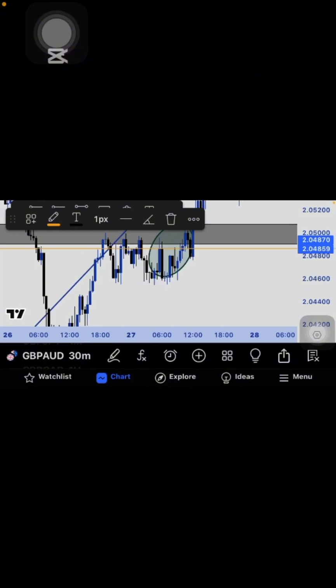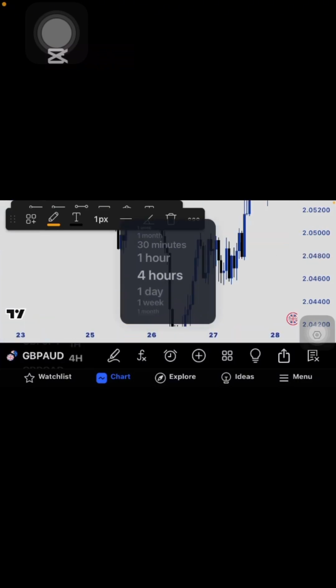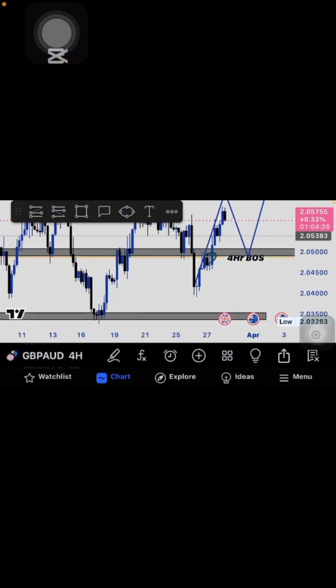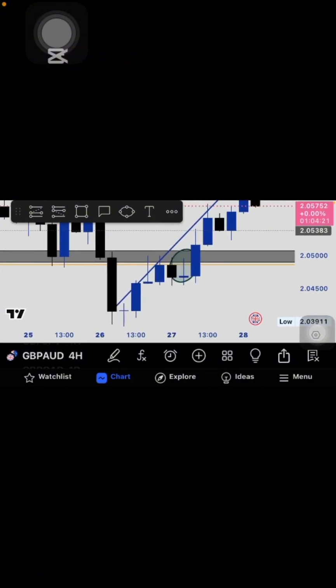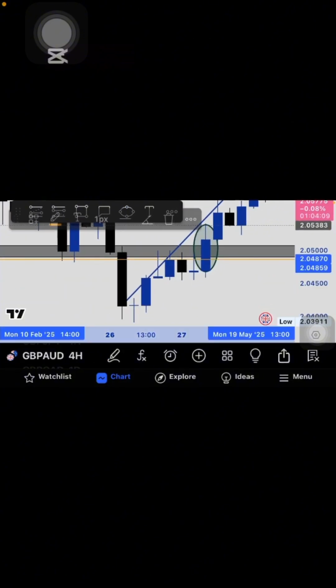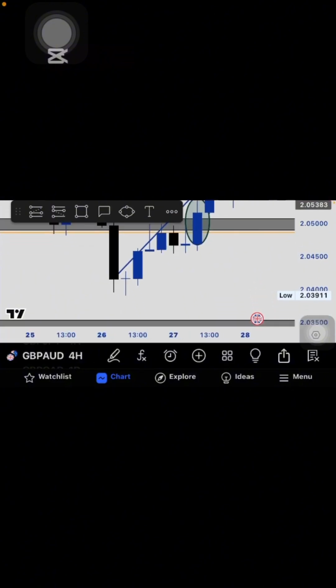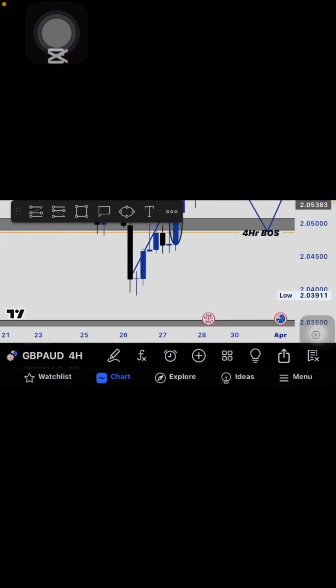I was waiting for prices to close below. So let me go on the 4-hour time frame. I was waiting for the price to close below that particular zone, and the price didn't close. So we have this bullish candle here. The market didn't close below this line. I was waiting for the price to close below the line, then I can sell, because I told you I'm going on a sell on this trade, GBP AUD.